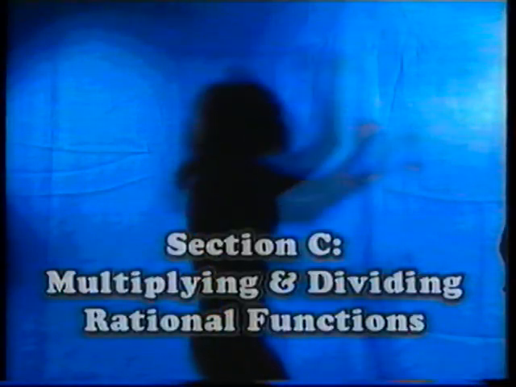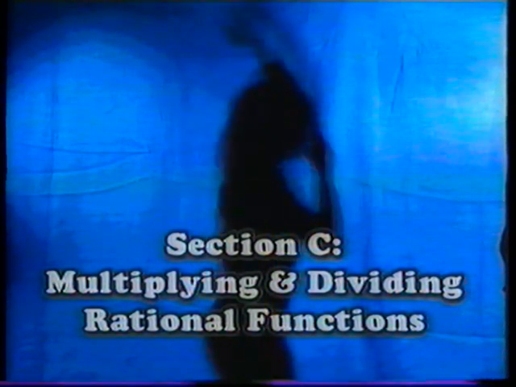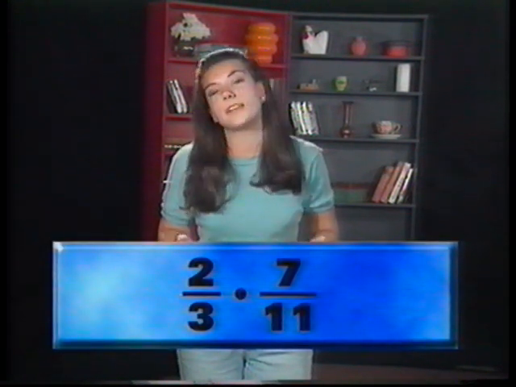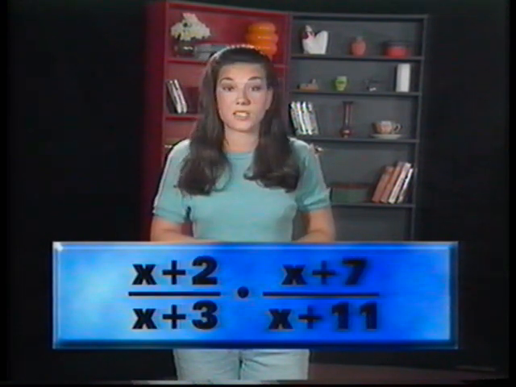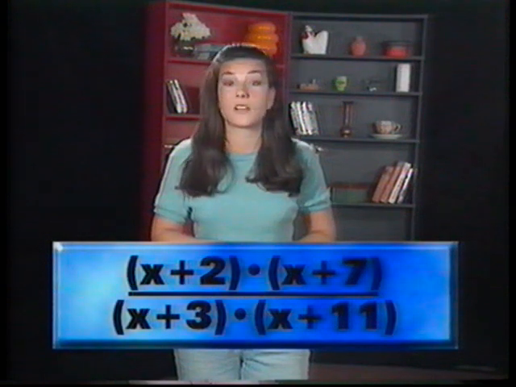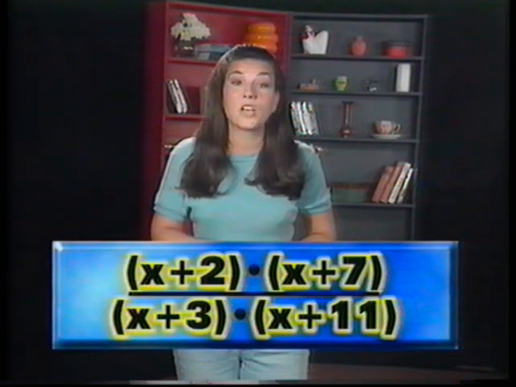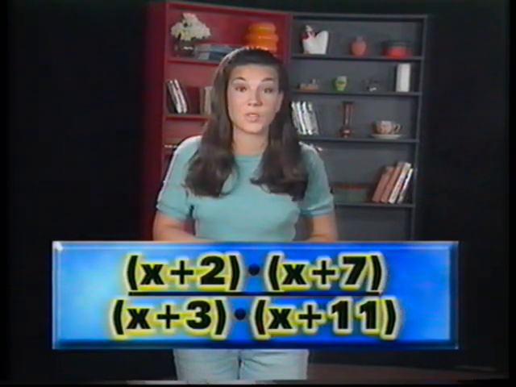Section C. Multiplying and dividing rational functions. You can operate on rational functions just the way you can on any other ratio or fraction. And multiplying two rational functions works the same as multiplying two fractions. Remember how to do that? Right. Just multiply across. You do the same thing with rational functions. Of course, the tops and bottoms of rational functions are polynomials. So to multiply them, you have to use FOIL.